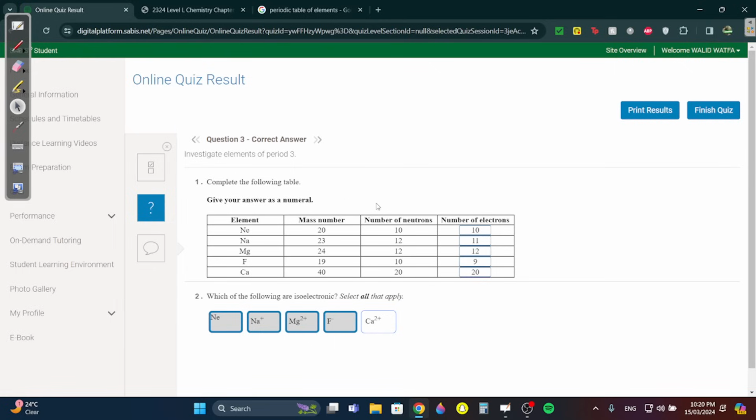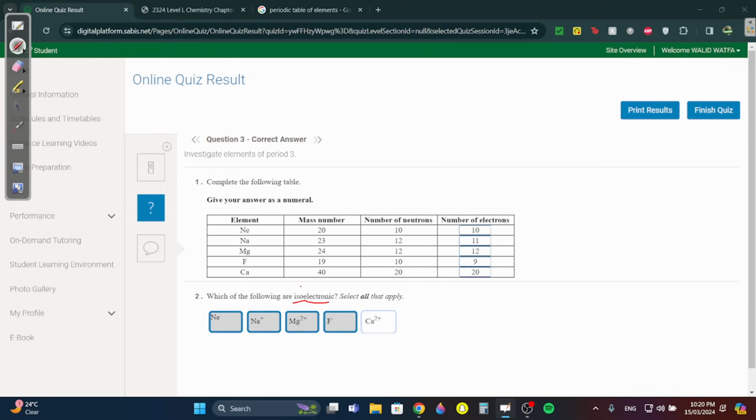Question 3. How do you find the number of electrons? It's the same as finding the number of protons. You just subtract the neutrons from the mass number, and you get the number of protons, which is equal to the number of electrons, because it's an atom, which is neutral. So 20 minus 10, 23 minus 12, 24 minus 12, 19 minus 10, 40 minus 20. You get these.